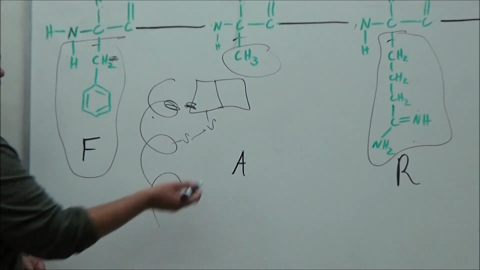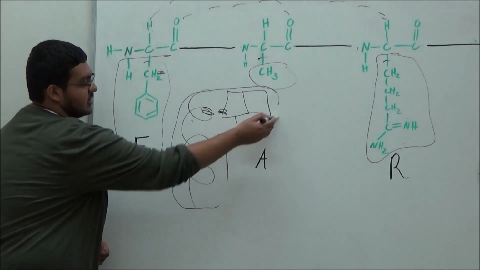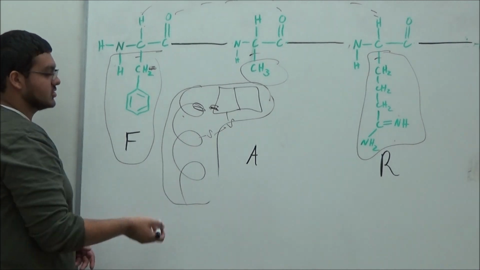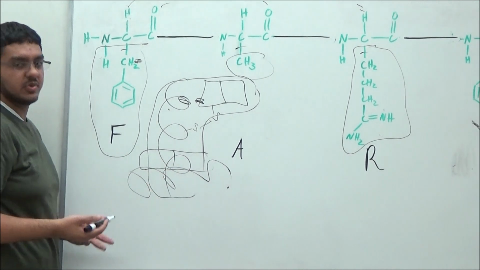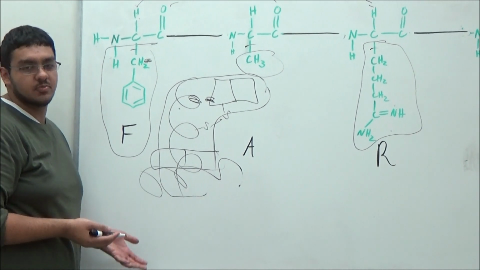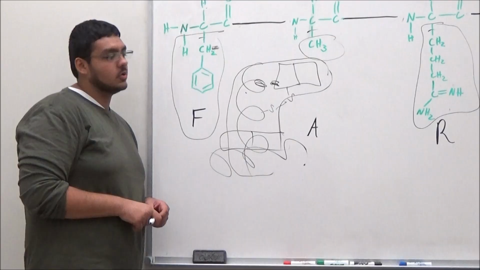So what we have here now is this whole thing is connected. The beta pleated sheet is connected to the alpha helix. You can have another alpha helix here. You can have a sheet going right through here. It all just depends on the functions and properties of this protein that's going to be created in the end.